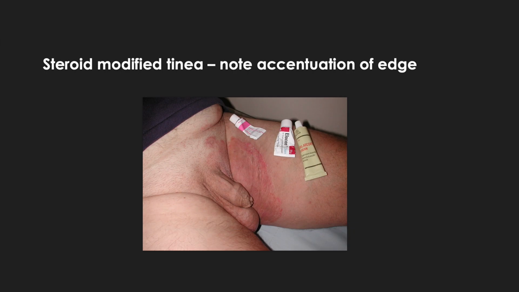One problem that we commonly see is the inappropriate use of topical steroids on fungal infections. This tends to make the fungus infection spread more readily. It's sometimes termed Tinea incognito. So here you can see extensive Tinea cruris, and it's been spread by the inappropriate use of topical steroids on the fungus.